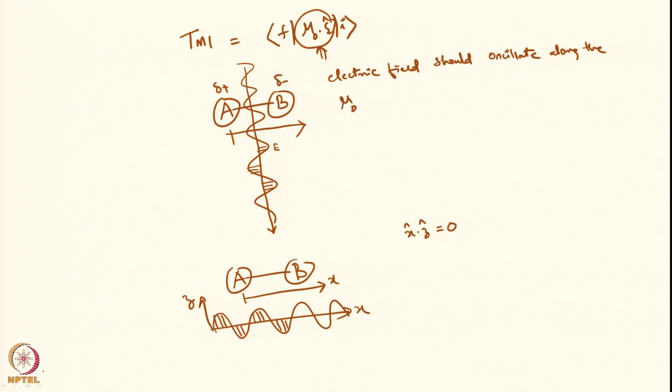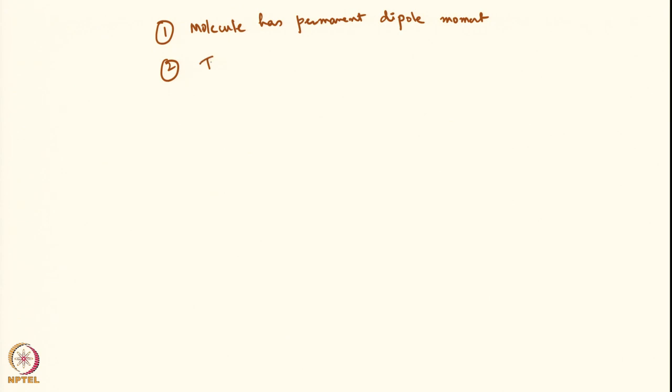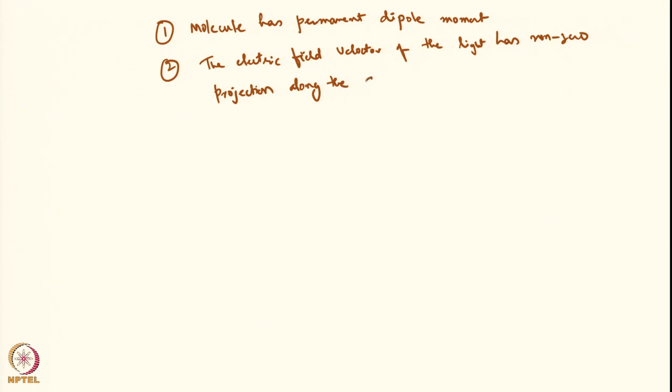Okay. So, now once I assume that becomes non-zero, that means the molecule has dipole moment. So, two things. One is the molecule has permanent dipole moment, and two, the electric field vector of the light has non-zero projection along the dipole moment. Okay. Only then the transition moment integral can become non-zero.